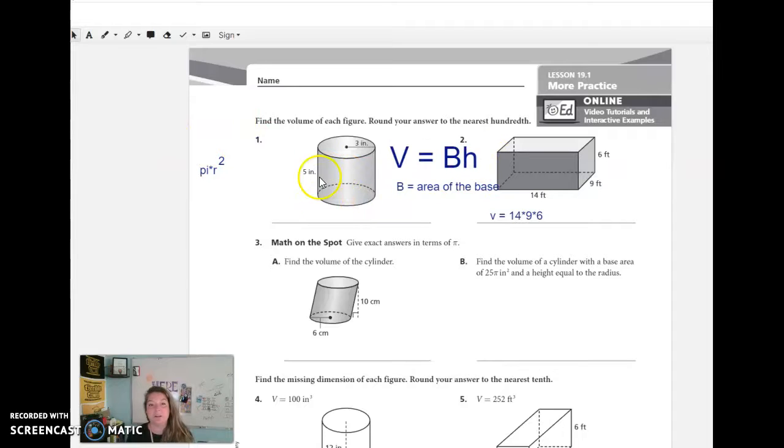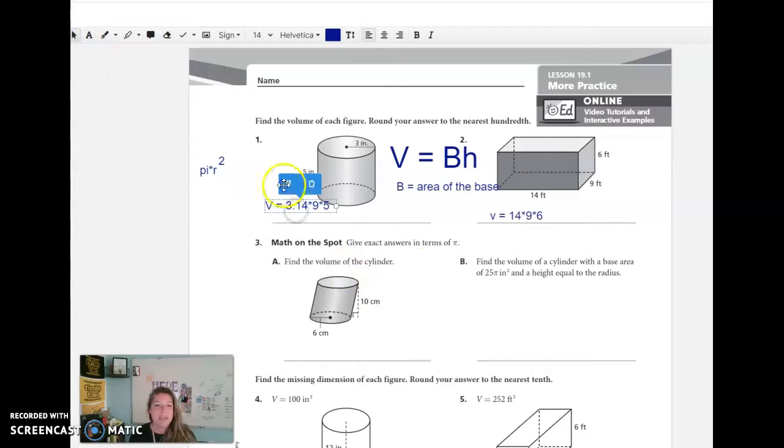And then you're going to multiply it by the height, which is 5, okay? So again, make sure that you are telling me what you are typing into the calculator. So the volume is going to be 3.14, that would be pi, right, times the radius squared, so 3 squared, which is 9, and then times 5, okay?